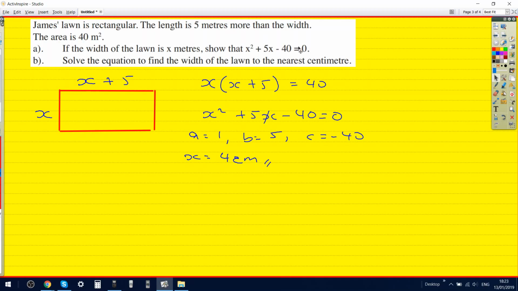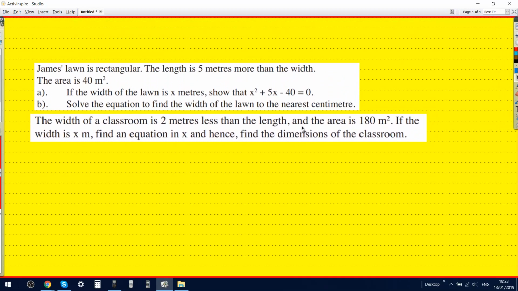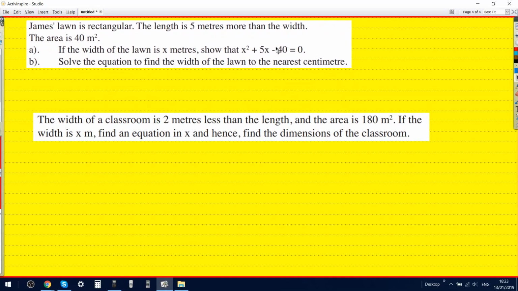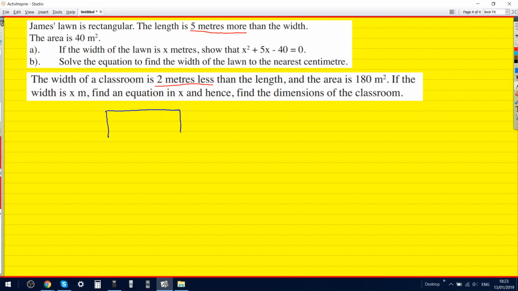So, in the previous question, what did it say about the 5 and the width? So that the length is 5 meters more than the width. Okay, here 2 meters less. But if the width is x, that still means that the length must be x plus 2, doesn't it? If it's 2 meters less. But it says if the width is x meters, find an equation, hence. So if the width is x, I thought maybe that the length would be 2 meters more. Oh, okay.